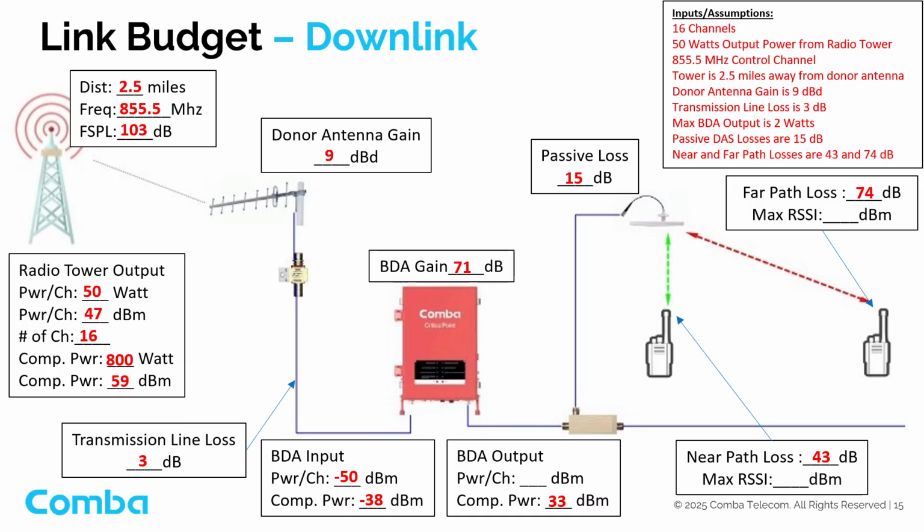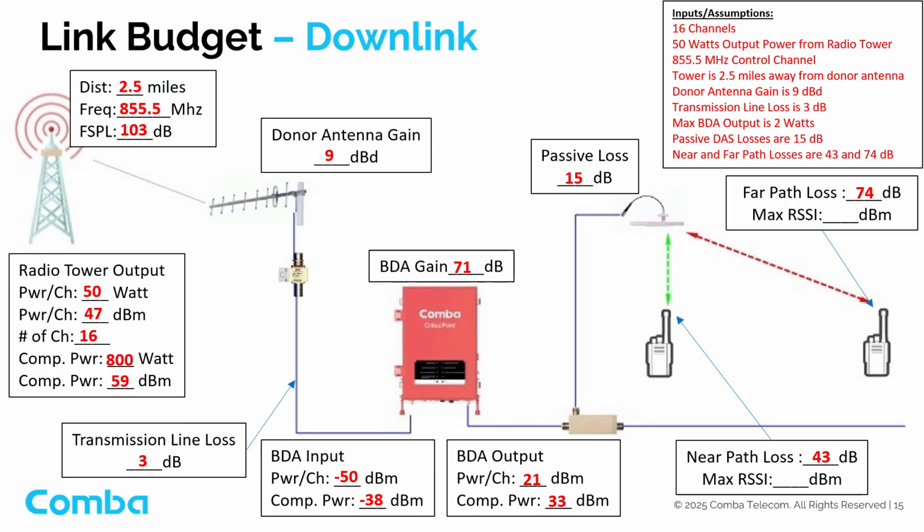Next, we must determine the BDA downlink output power per channel. This can be calculated in two different ways. You can use the following formula. The BDA output power per channel is equal to the BDA downlink input power per channel plus the BDA downlink gain, which gives us negative 50 dBm plus 71 dB equals 21 dBm.